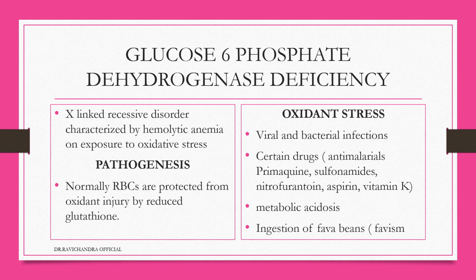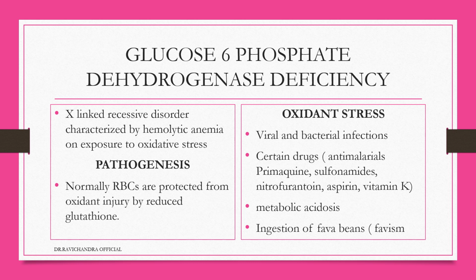Glucose 6-phosphate dehydrogenase deficiency. This is an X-linked recessive disorder. Hereditary spherocytosis is an autosomal dominant disorder, whereas glucose 6-phosphate dehydrogenase deficiency is an X-linked recessive disorder, and it is characterized by hemolytic anemia on exposure to oxidative stress.